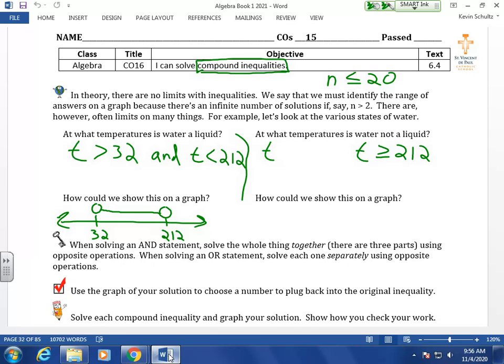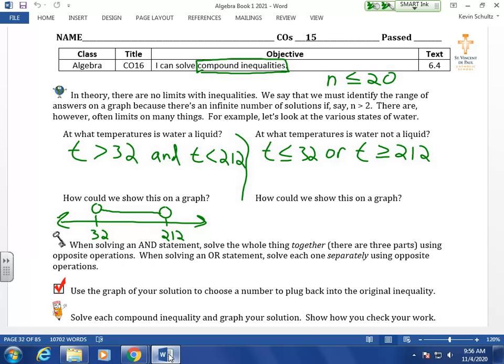All right, I put these in a certain order, and you'll see why just a little bit here. But the temperature has got to be less than or equal to 32, or the temperature is greater than or equal to 212. All right, we can't just say 32 and 212 because there are other temperatures that exist.